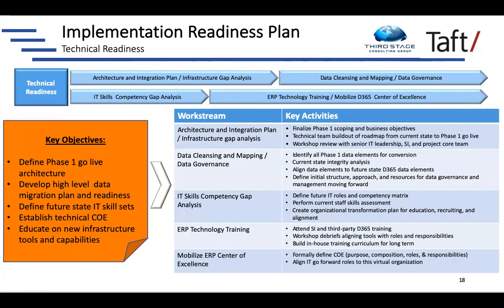Then we get into technical readiness. This is the fourth of the 5 work streams. This is where we look at the overall architecture and integration plan that I mentioned earlier, understanding how exactly are we going to tie D365 to any of the third-party legacy systems, or even within D365, if we have multiple phases, what's our interim integration plan?